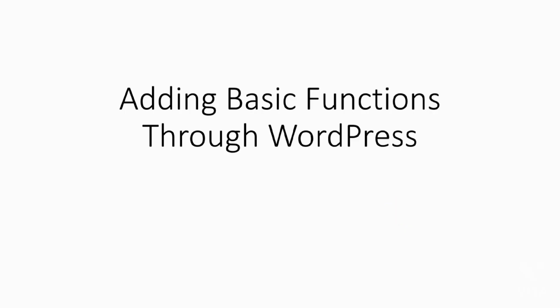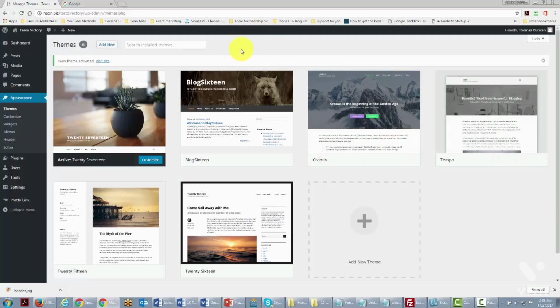Welcome back. Now in this video, we're going to be talking about adding basic functions through WordPress. Now you may run into situations where you are going to want to change some of the functionality inside of your WordPress site. And in order to do that, you are going to be looking to change some of the plugins. And to do that, you're going to go to your plugins area.